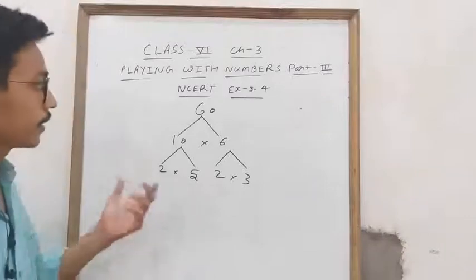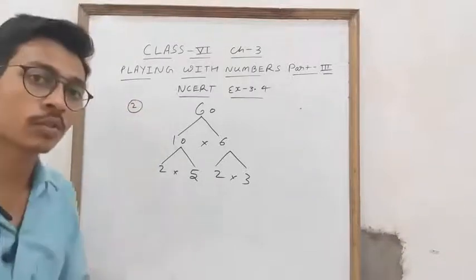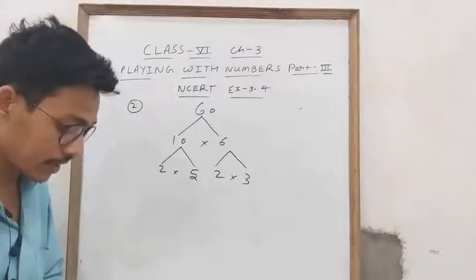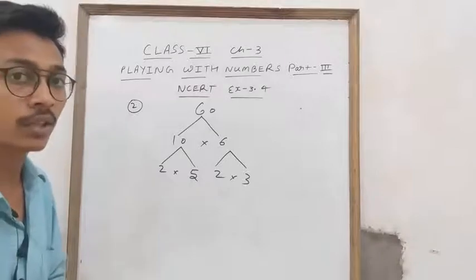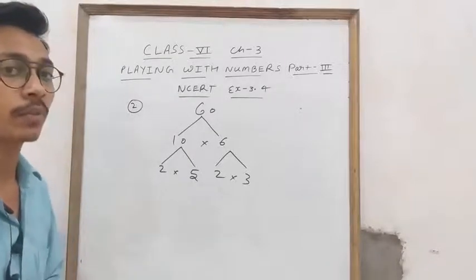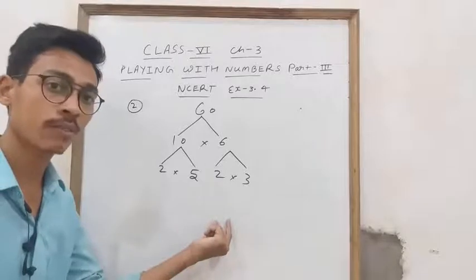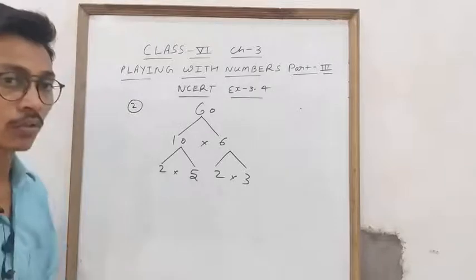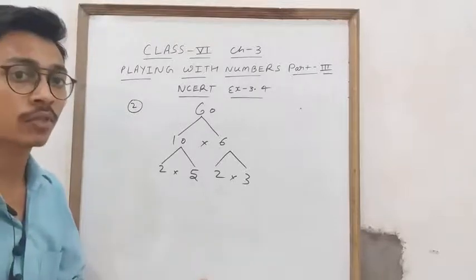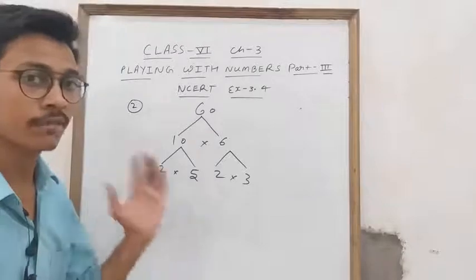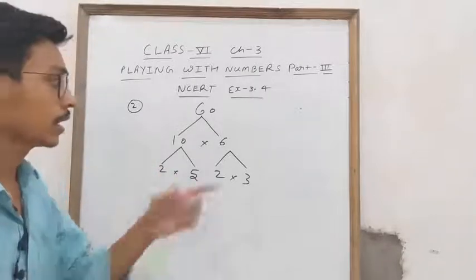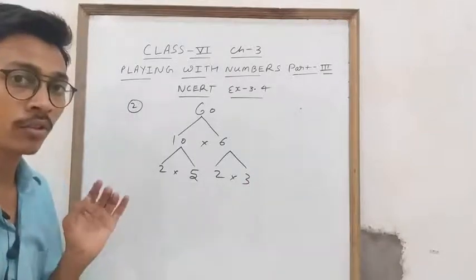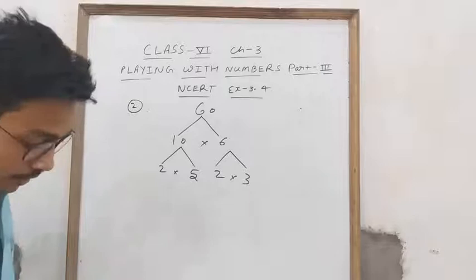Now question number 2 is given. One is true false, so you will do it yourself. Now the third question: which factors are not included in the prime factorization of a composite number? First you will find out the prime factorization of a composite number, then you will find out which factors are not included. You will solve this question yourself because I gave the explanation in the online class. This is a very easy question. Clear student? Okay.